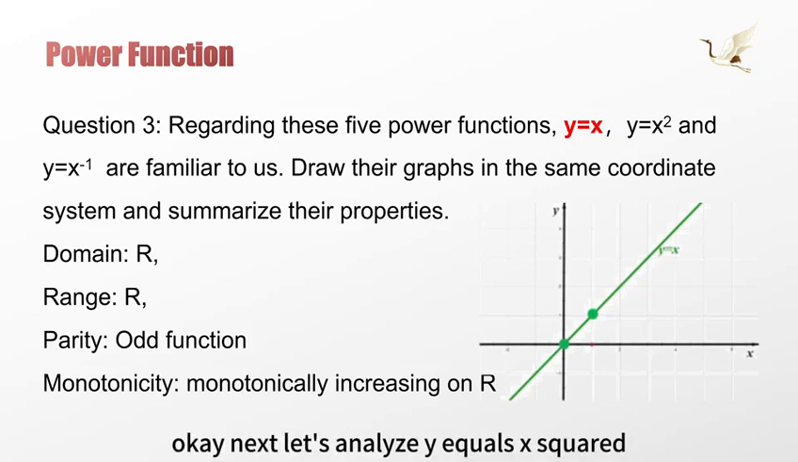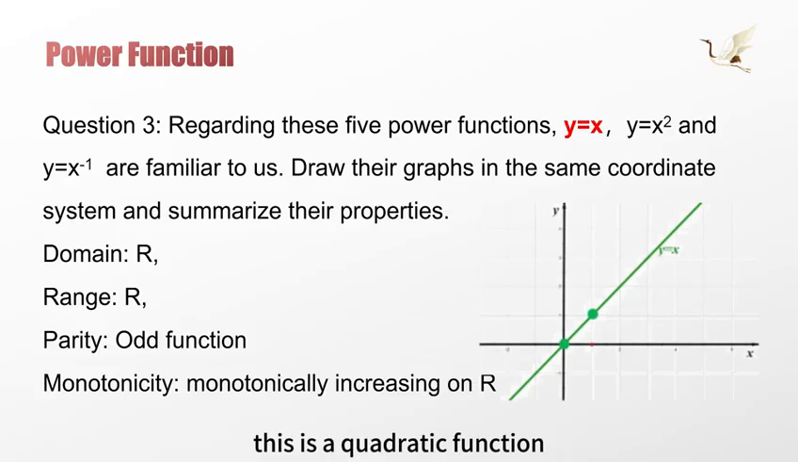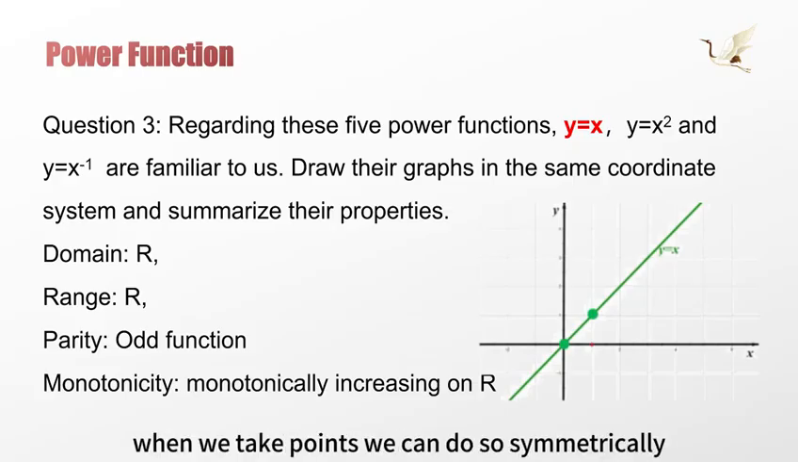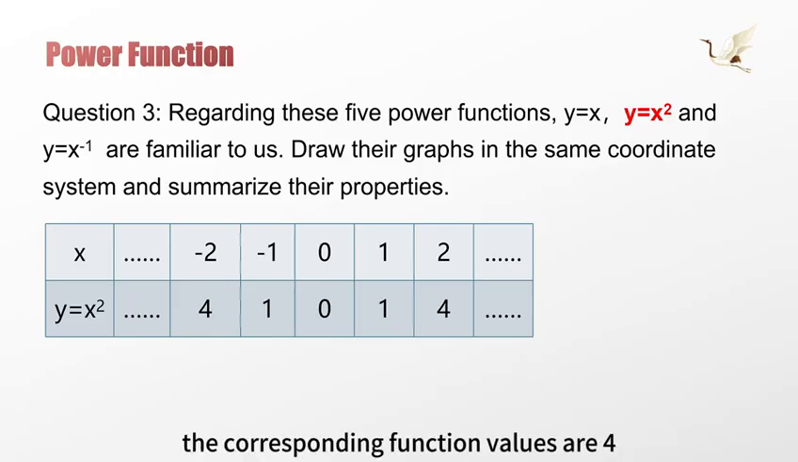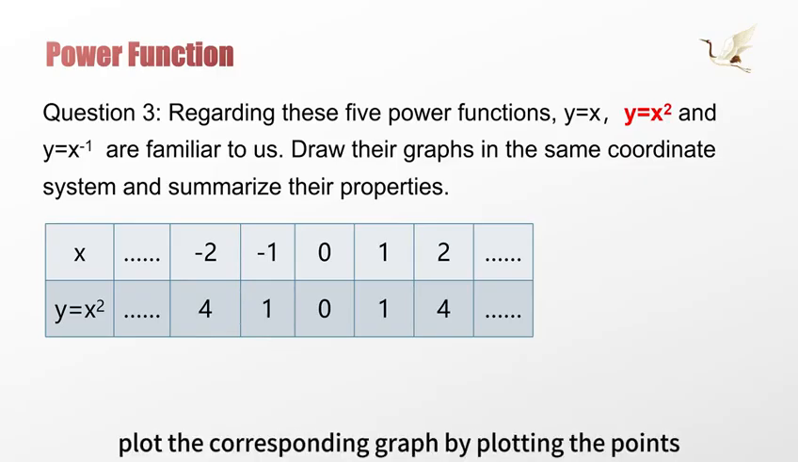Okay, next let's analyze y = x². This is a quadratic function, which has excellent symmetry. When we take points, we can do so symmetrically. Let x be equal to -2, -1, 0, 1, and 2, respectively. The corresponding function values are 4, 1, 0, 1, and 4, respectively. Plot the corresponding graph by plotting the points.